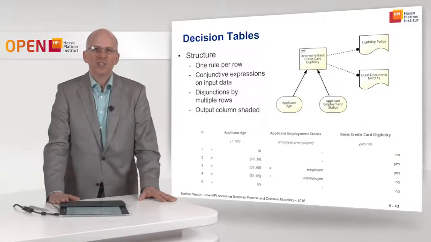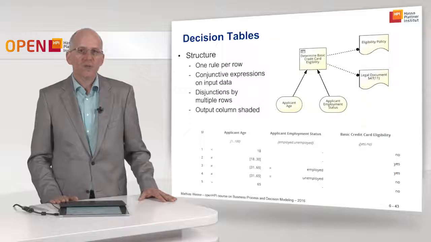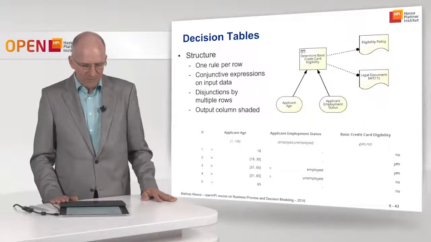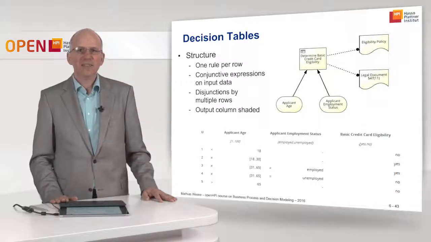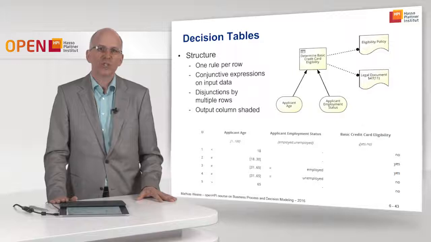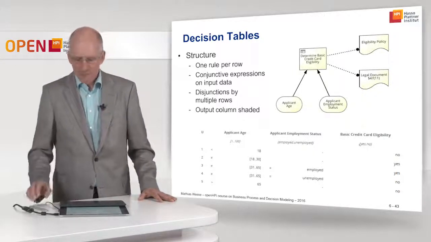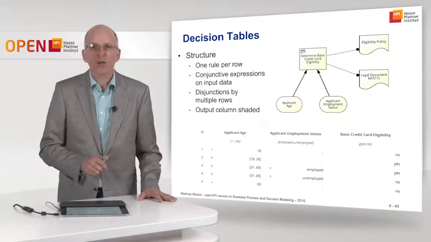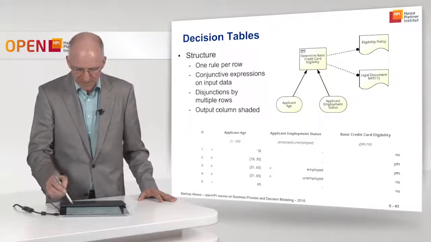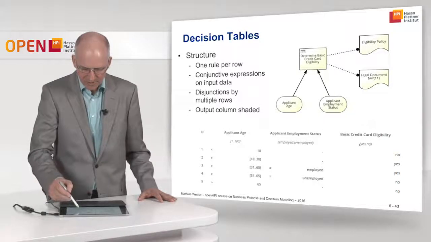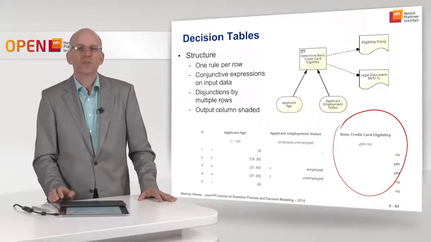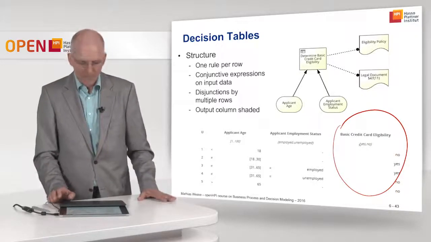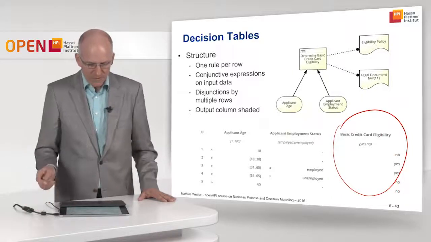Okay, so the structure of a decision table is one rule per row. We have conjunctive expressions on input data. Conjunctive means always and, logical and. And we have disjunctions on multiple rows. What I also like to mention is that the output column is shaded. I don't know how well you see it in the PDF; you see it a bit better. So here we have one output column, and I think all examples that we use throughout this course have just one output column. Okay, what do we mean by conjunctive expressions?